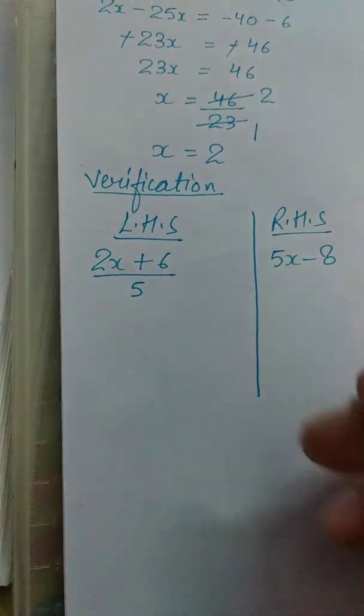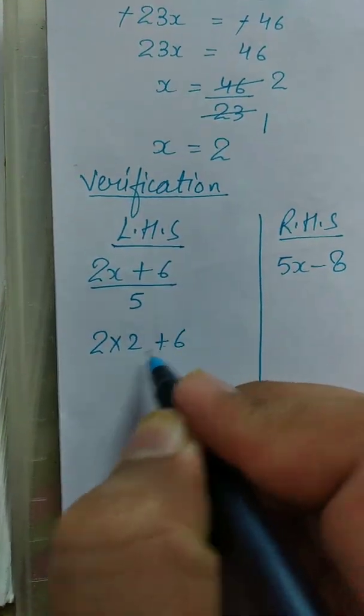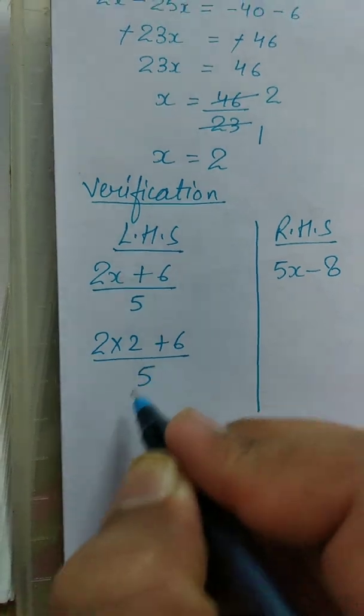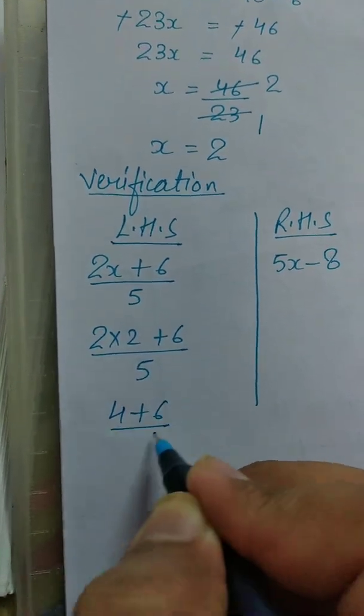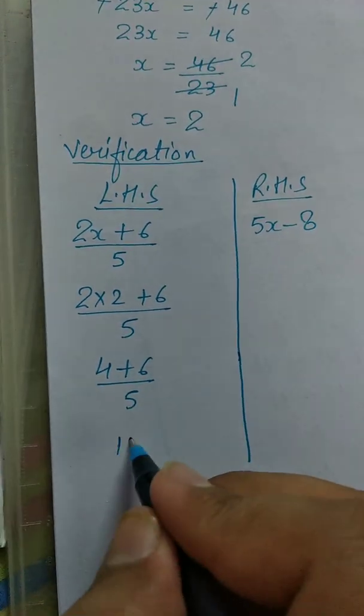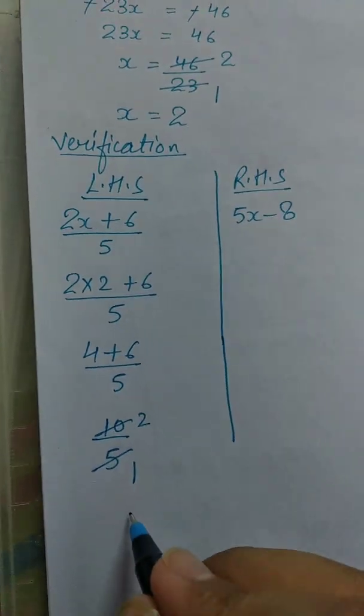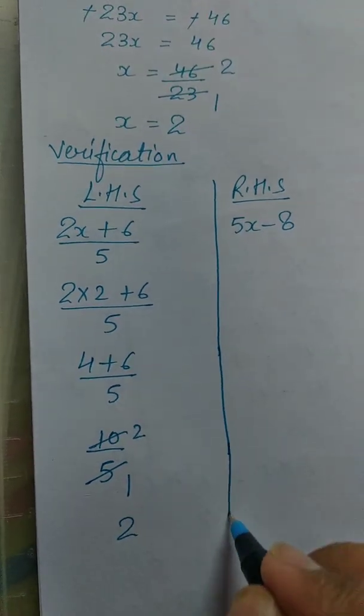First come to the LHS. Put the value of x. 2 multiplied by 2 plus 6 upon 5. 2 2s are 4. 4 plus 6 upon 5. 4 plus 6 is 10. 10 upon 5. 5 ones are 5, 5 twos are 10. So 2 is the answer of LHS.